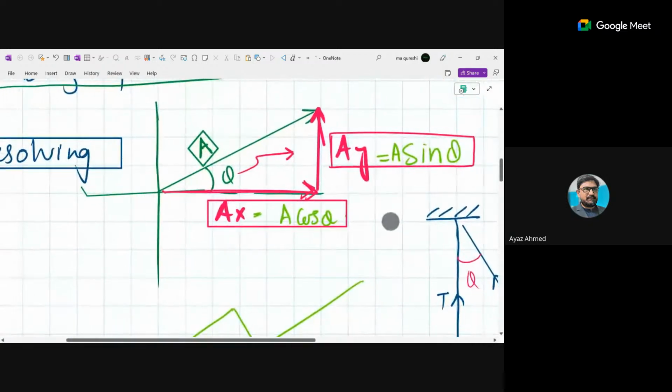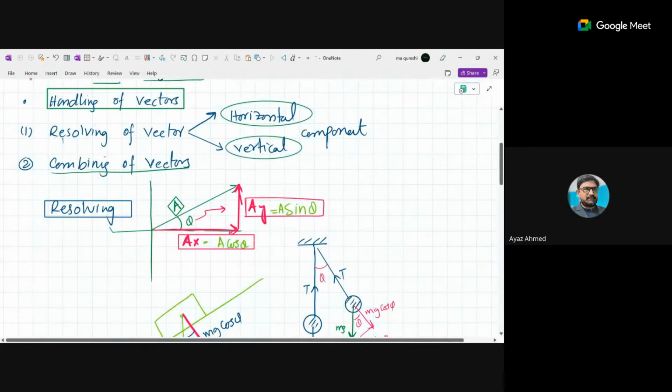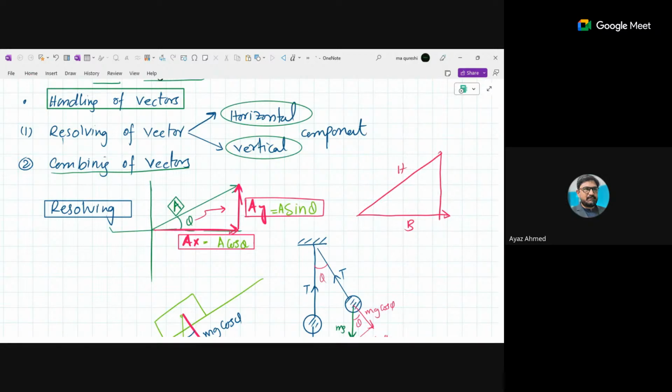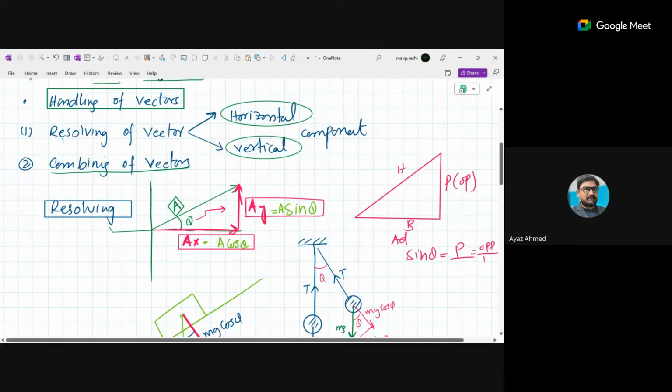In general triangular concepts, if I say this is base, this is hypotenuse, and this is my perpendicular. When we talk about these three, this base is also named adjacent, this perpendicular is named opposite, and then hypotenuse is hypotenuse. So according to trigonometric ratios, sine is perpendicular divided by hypotenuse, or opposite divided by hypotenuse.